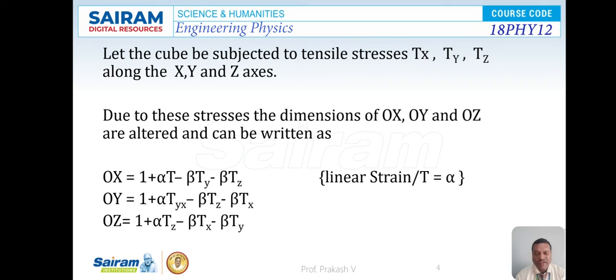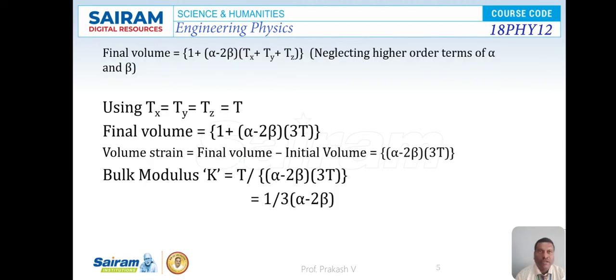Similarly, along y and z directions, the respective lengths become 1 plus alpha Ty minus beta Tz minus beta Tx and 1 plus alpha Tz minus beta Tx minus beta Ty. So this is what the observations made. Then the final volume can be written as 1 plus alpha minus 2 beta into Tx plus Ty plus Tz. So that's the final volume.